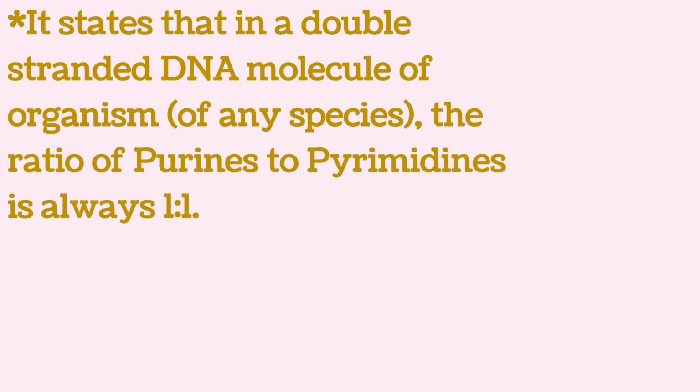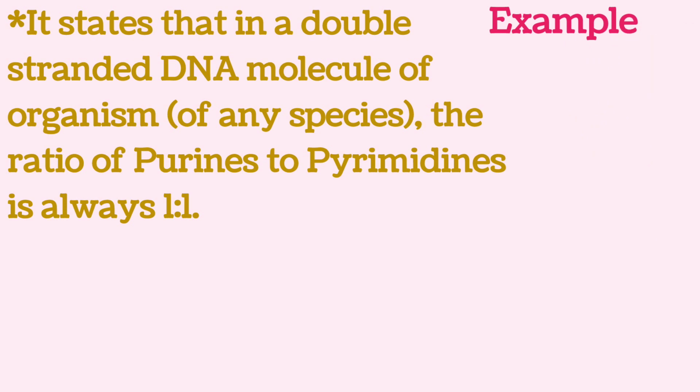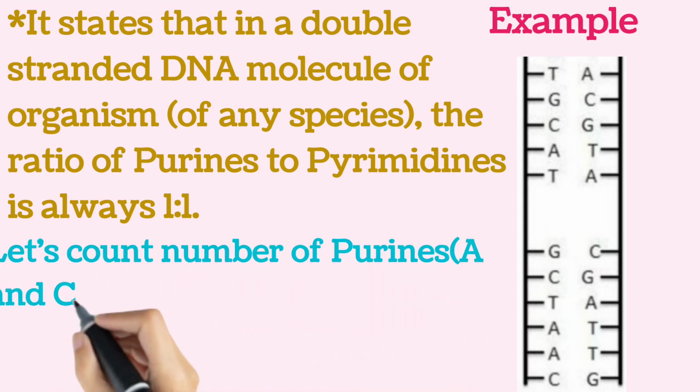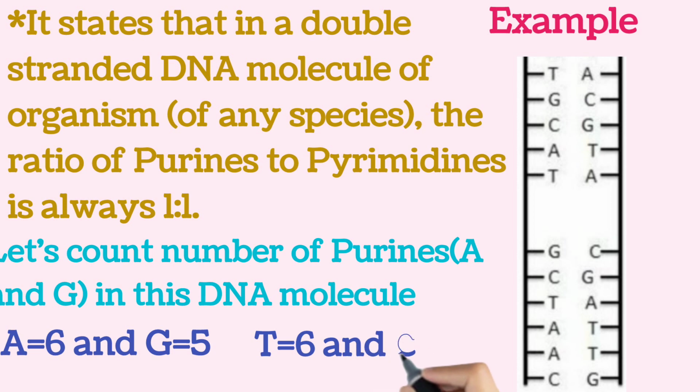Let's understand this rule by taking an example of a DNA molecule. Look at the DNA molecule on your screen. Look at the nitrogenous base pairing and count the number of purines and pyrimidines. Purines are adenine and guanine, and pyrimidines are cytosine and thymine. Cytosine is 5 in number and thymine is 6 in number. Adenine is 6 in number, and guanine is 5 in number.